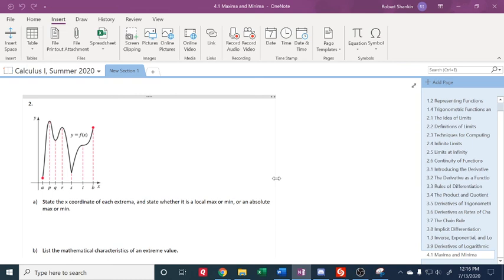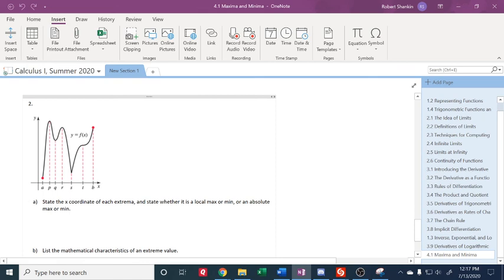Now those definitions are pretty intuitive. The absolute max is the highest point on this whole graph, and the absolute min is the lowest point on the whole graph. But a local max or min is the highest point in some region, or lowest point in some region.